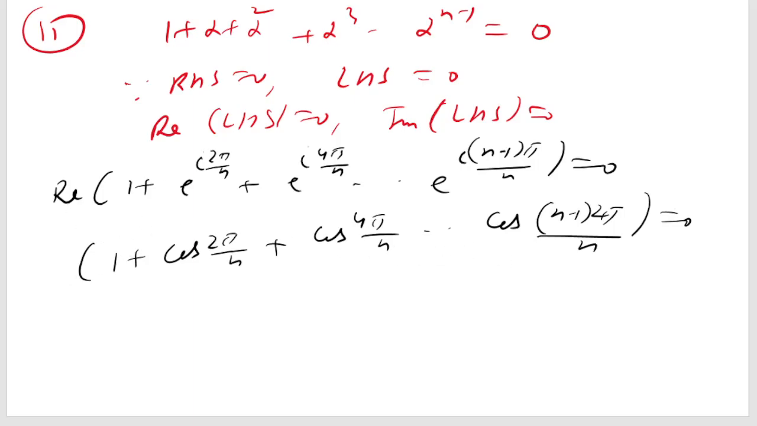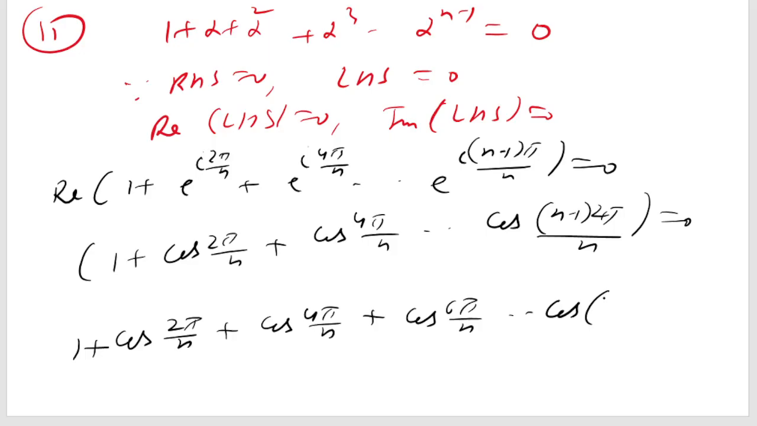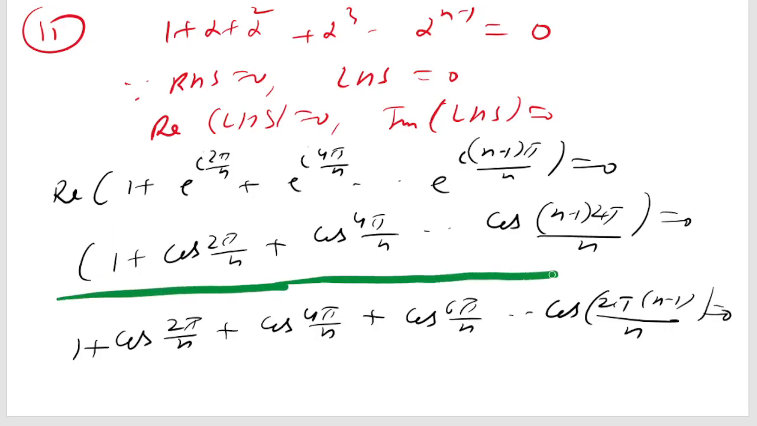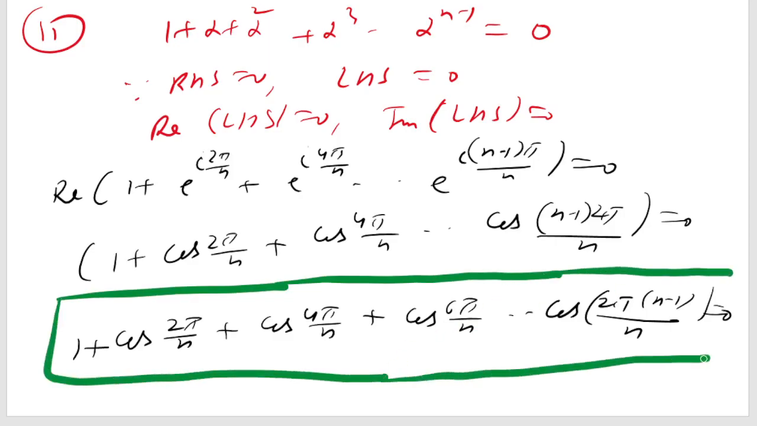So essentially, this is a very important result. We can also say 1 plus cos of 2 pi by n plus cos of 4 pi by n plus cos of 6 pi by n, up to cos of 2(n minus 1) pi by n, is 0. This is one of the identities we study in trigonometry, which we can easily prove using complex numbers. There are many trigonometric properties we can prove with complex numbers, as we have shown in the previous lectures.